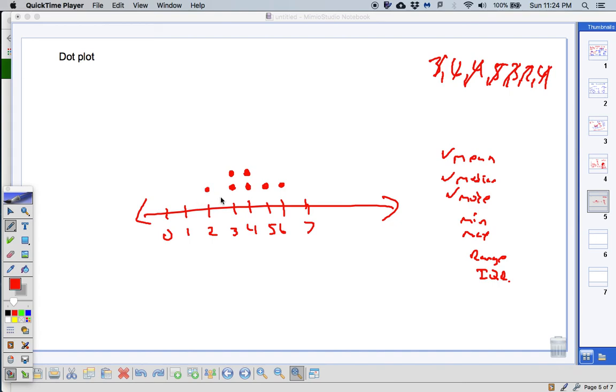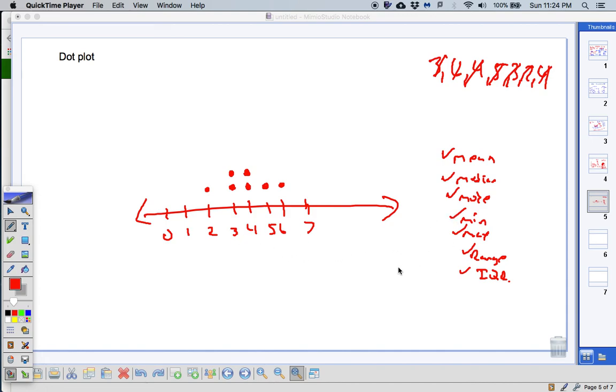Minimum. First dot you see. Maximum, last dot you see. Range, well, that's maximum minus minimum. That's easy to do. And IQR, well, we'd have to figure out and put them in order, but since you have every dot, you can figure out IQR. So you can actually find everything from a dot plot, which is why they're so handy.